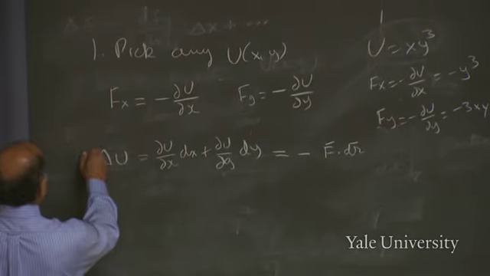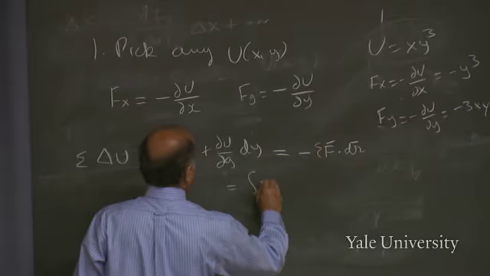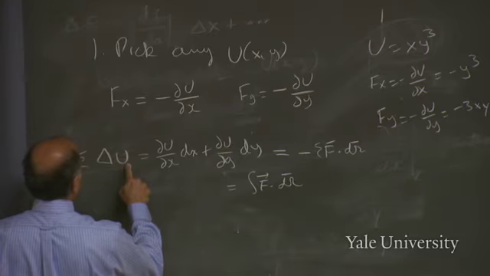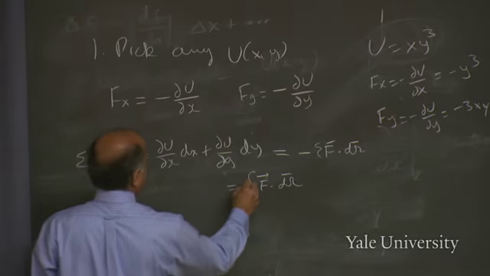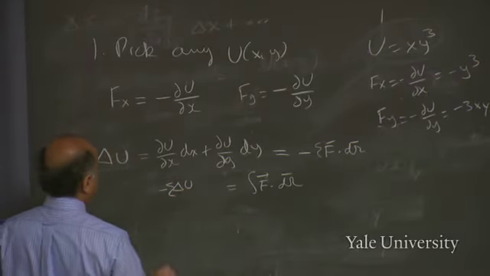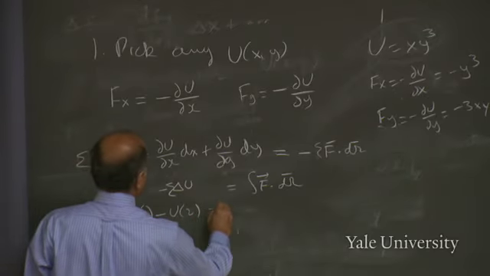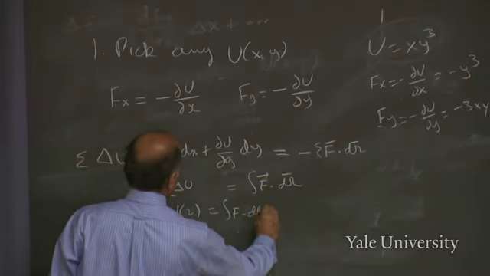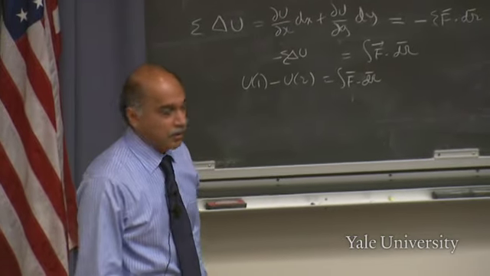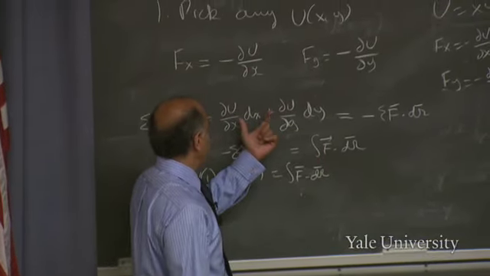Now, if you add all the changes, the right-hand side becomes the integral of F dot dr, and the left-hand side becomes the sum of all the delta u's with a minus sign. Add all the delta u's with a minus sign, and that will just become u at 1 minus u at 2. It is cooked up so that F dot dr is actually the change in the function u.